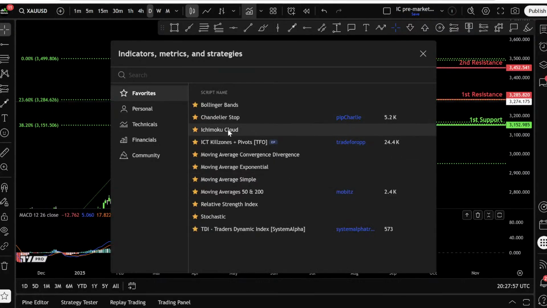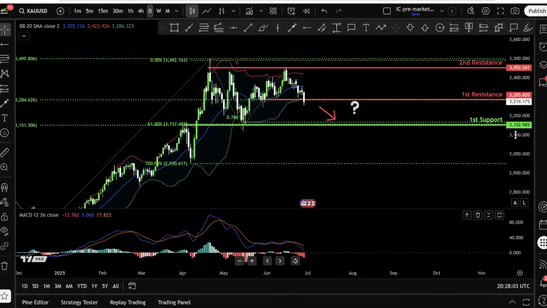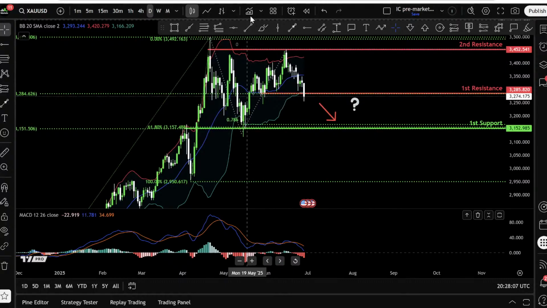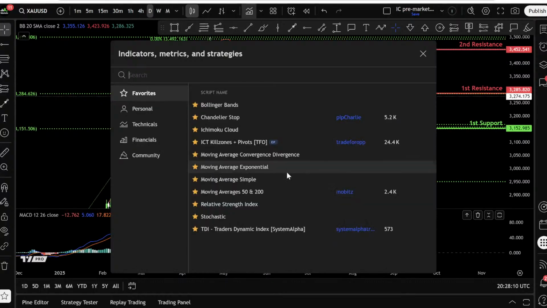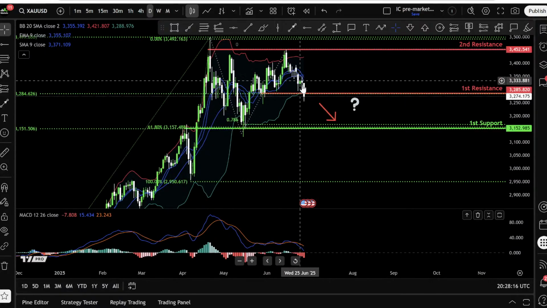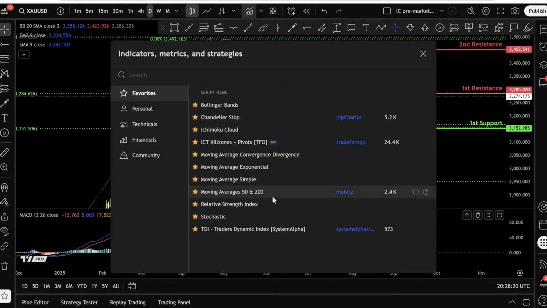So let's look at Bollinger Bands. Okay, with Bollinger Bands, you can see prices breaking below the green line as well, that lower band. So that's also a bearish signal. EMA and SMA, you can see prices moving below the moving averages as well. So it's also a bearish signal.